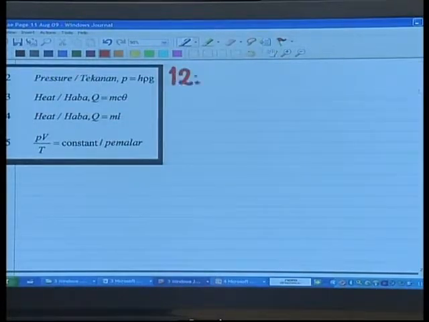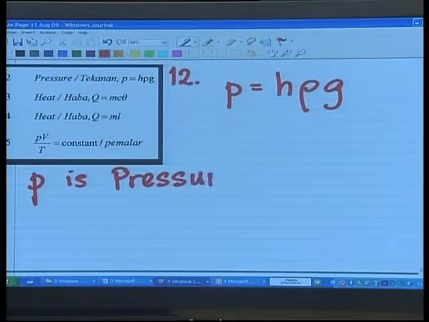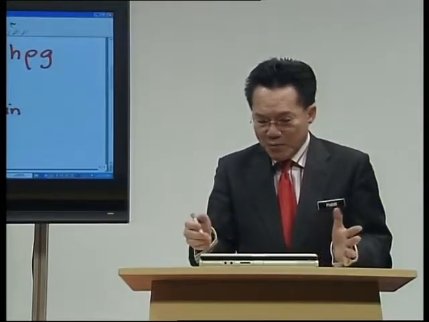Okay. Pressure equals to h rho g. Write it again. Pressure equals to h rho g. Never mind even if it is given to you. Just write it again. P is the pressure. Write it down. Don't think it's too simple. And write down the units. Units is absolutely important in physics. What is the unit for pressure?